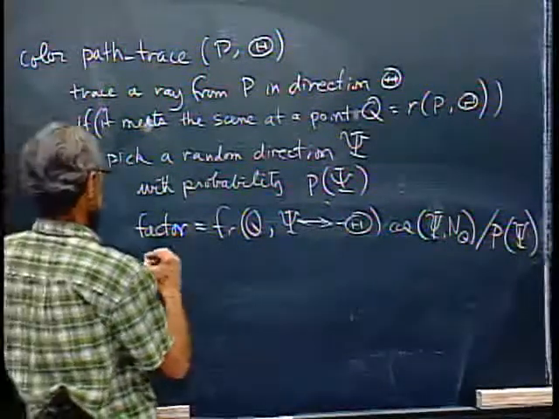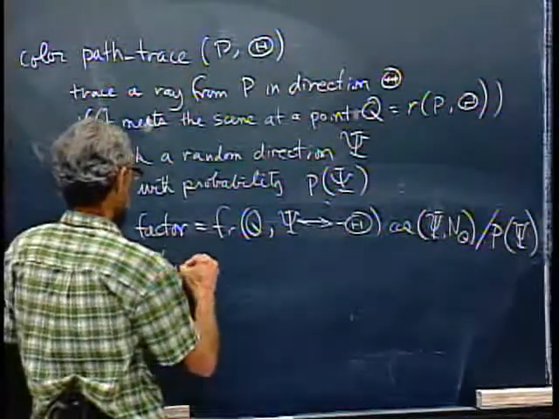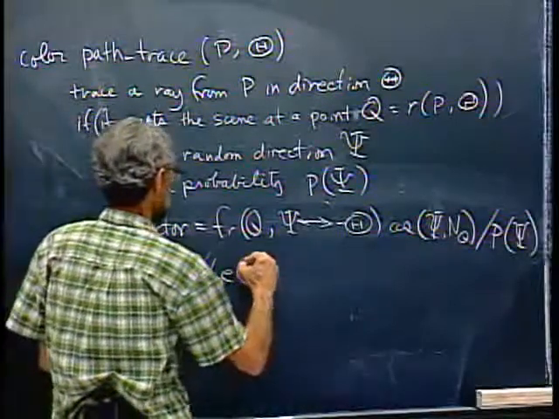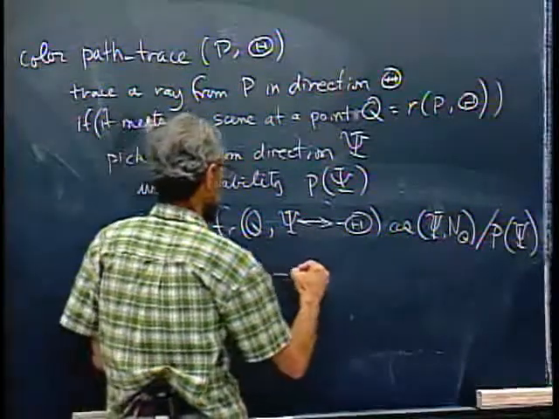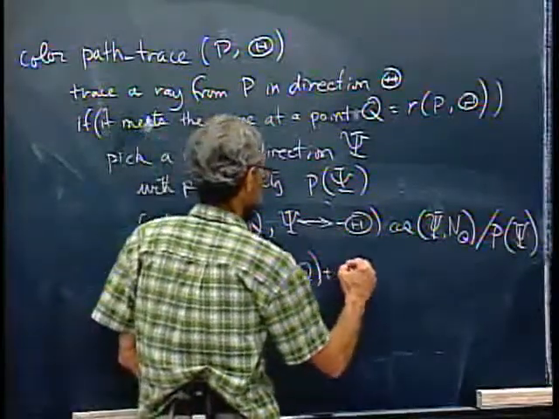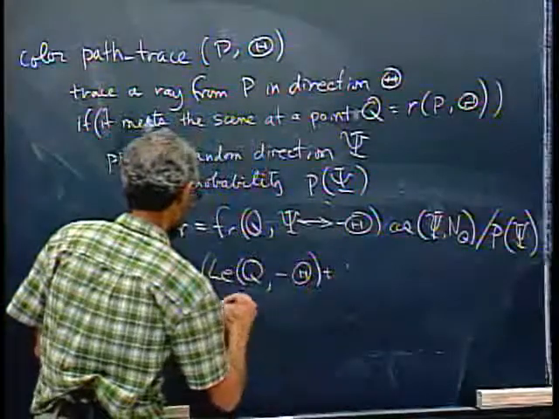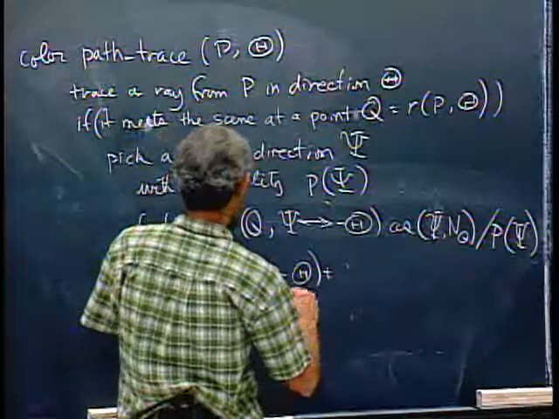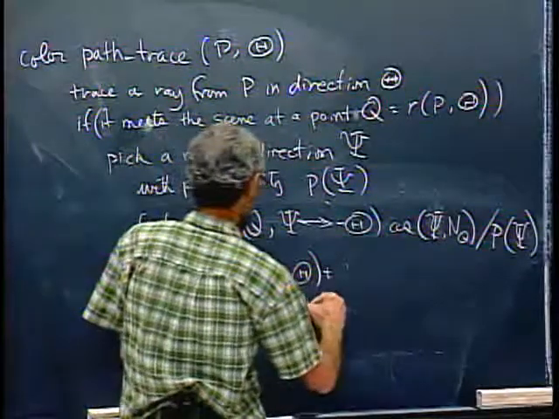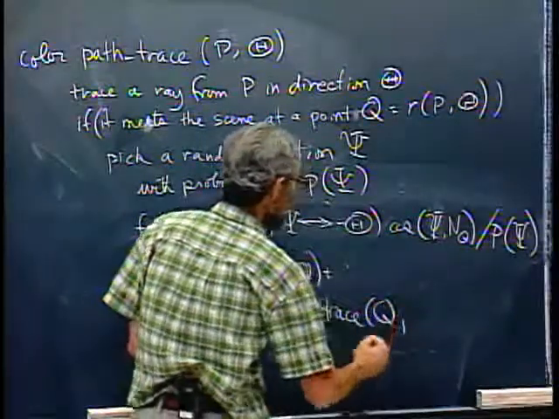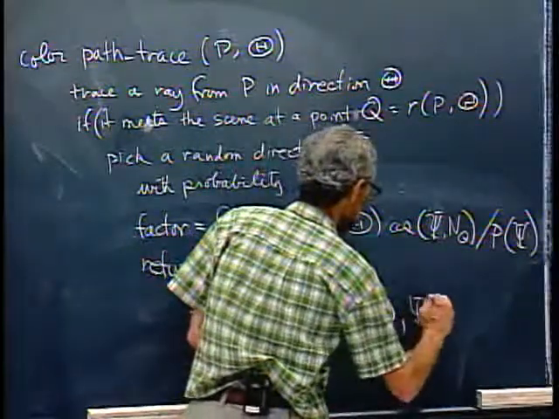And now what we're going to return is LE at the point Q going into direction minus theta. That's the emitted stuff plus this factor times a recursive call, path trace, starting out at Q in the direction psi, right?